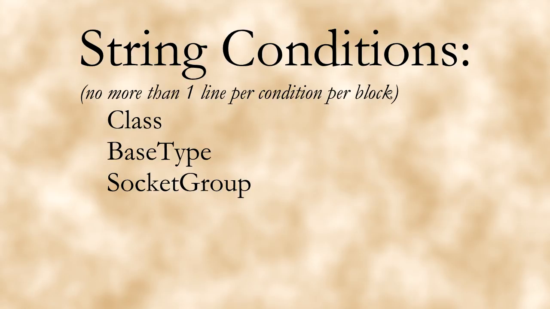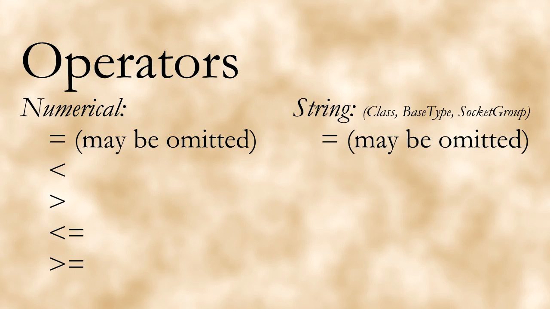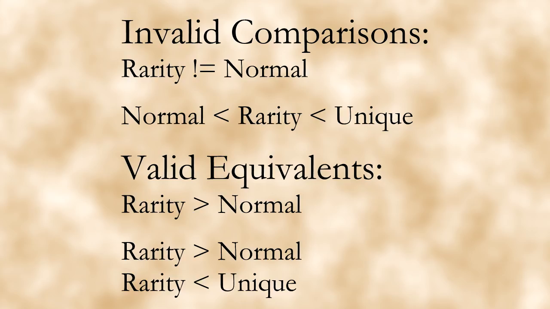Numerical conditions may use the following operators: equals, less than, greater than, less than or equal to, and greater than or equal to. If there is no explicit operator, like the phrase rarity unique, it is treated as equals, or rarity equals unique. Note that there are no negated operators or conjunctions. Rarity not equal to normal, normal less than rarity less than unique, and similar comparisons will give errors. Conjunctions may be simulated with 2 separate lines, rarity greater than normal, and rarity less than unique.